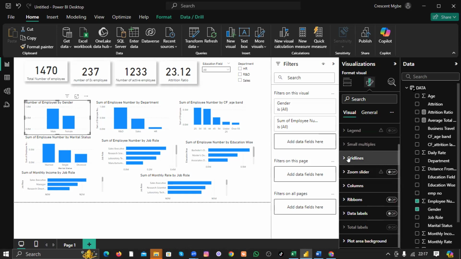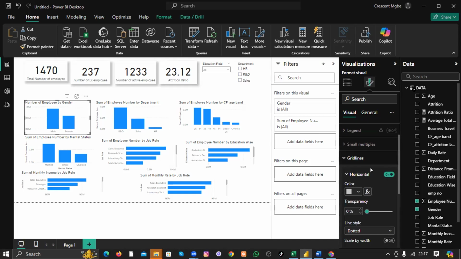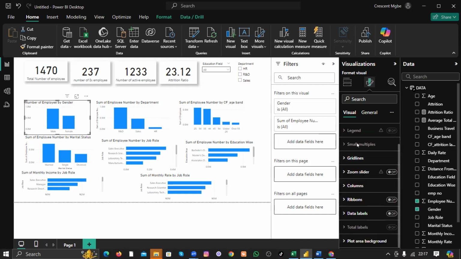Then you come to grid line. You don't want grid line, so you turn off grid lines. Then you just make it simple. Then you don't want this 10 million. You want to put the value on them.